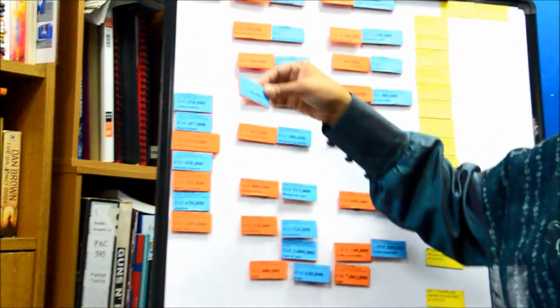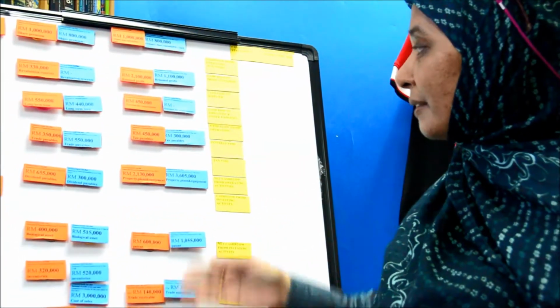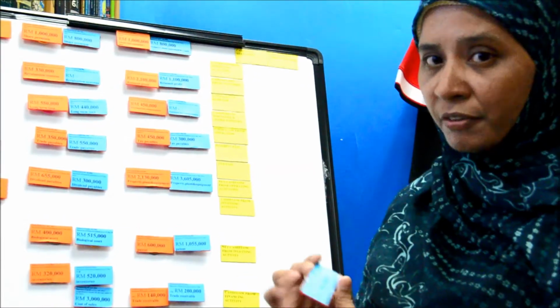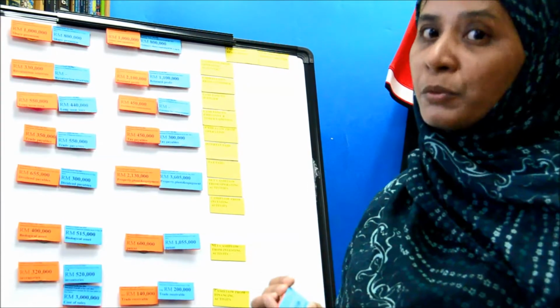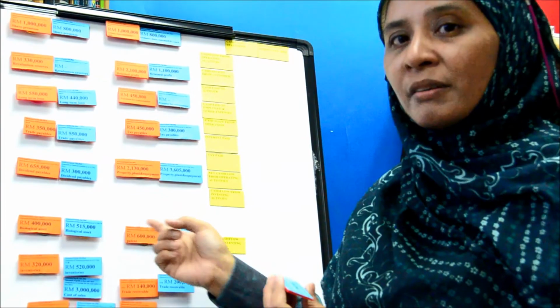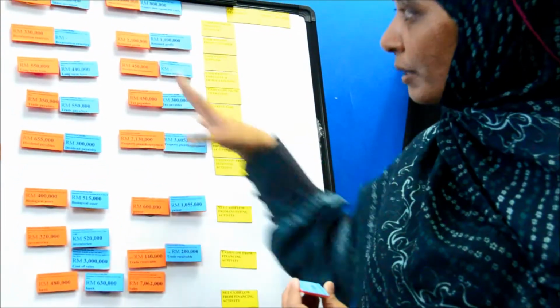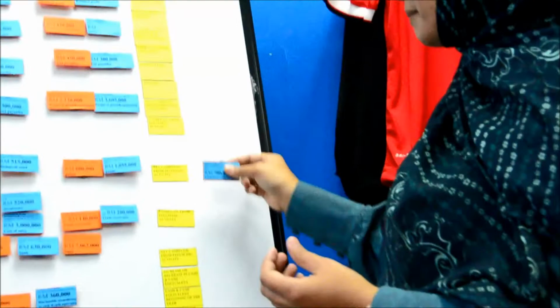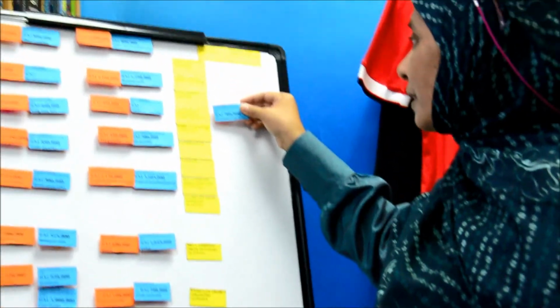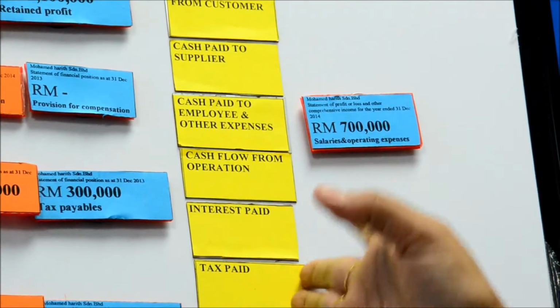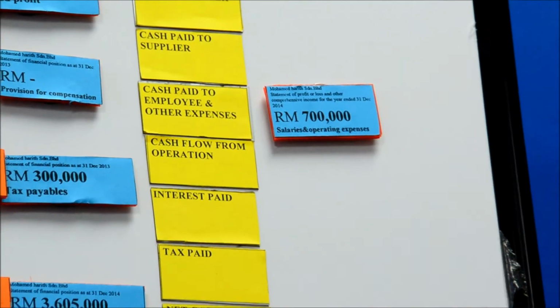And then this is salaries and operating expenses. As you can see here, we don't have any really relevant account involved with the salaries and operating expenses. We would have salaries or operating expenses prepaid or accrued. So since we don't have any, we can assume this salaries or operating expenses was already fully paid by cash. So just go straight to the cash flow statement under cash paid to employees and other expenses. So here we have debit, so credit the cash flow statement. Here cash flow statement means credit, outflow of the cash, right?